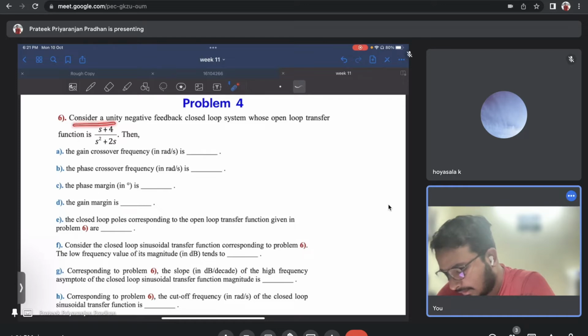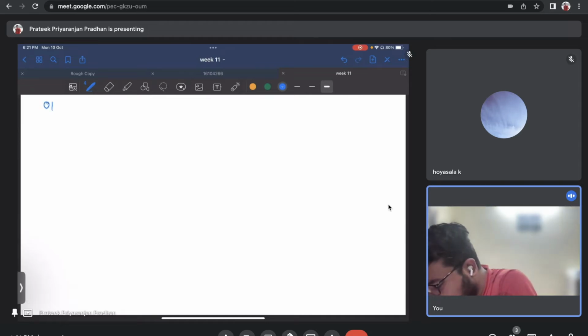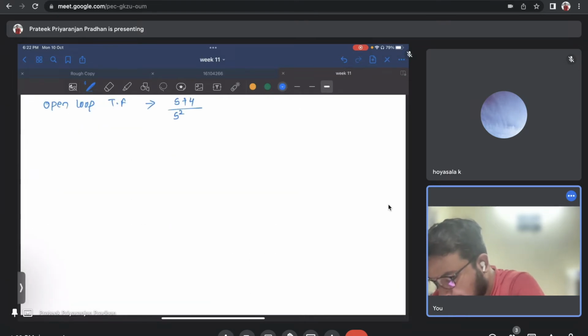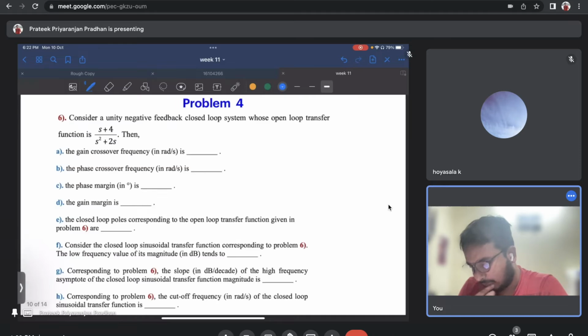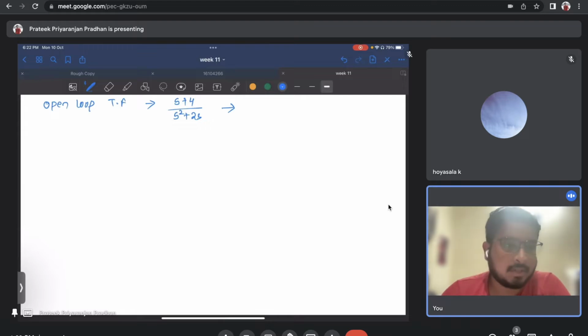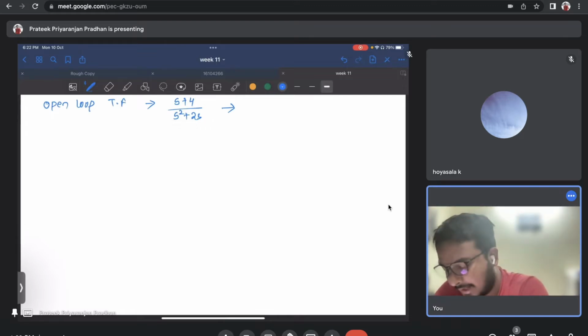Consider a unit negative feedback closed loop system whose open loop transfer function is given as (s plus 4) divided by (s square plus 2s). First it asks about the gain crossover frequency and phase crossover frequency, that will go later. Can you just tell me what is the open loop zero and open loop pole?